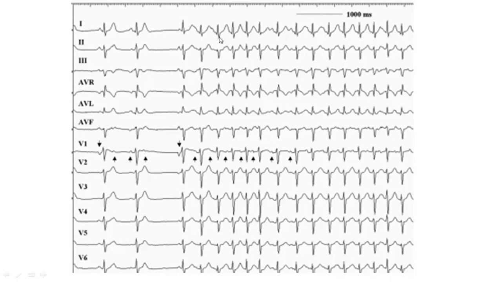And if you see, this is a long RP tachycardia, right? This is R and P is long. So this is a long RP tachycardia, and that is why atrial tachycardia will be the first differential diagnosis.